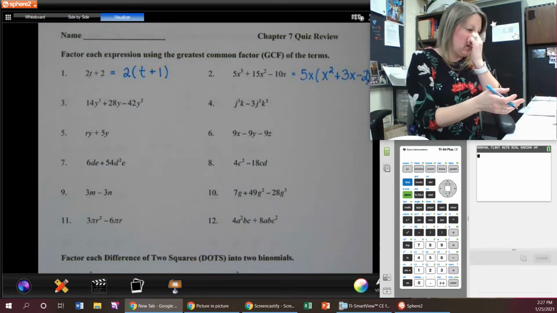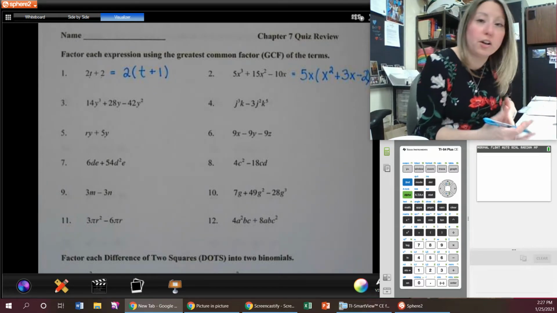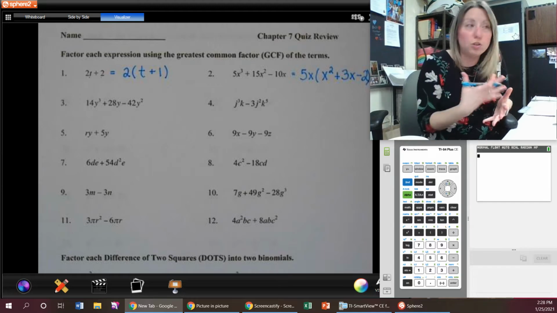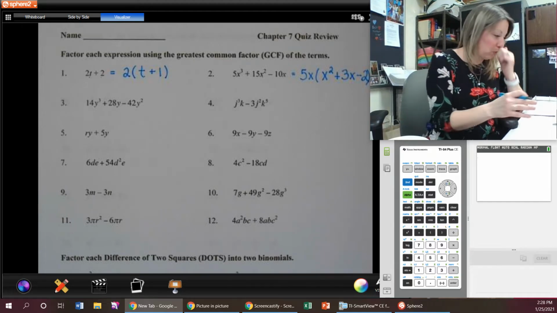Okay? Let's keep going with that. Let's look at a couple others. So I'll do a few more and then leave you to try a few of them, right?